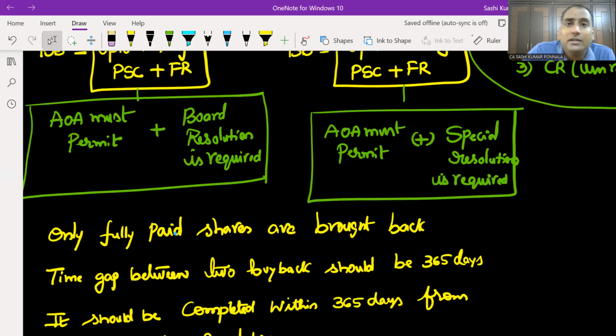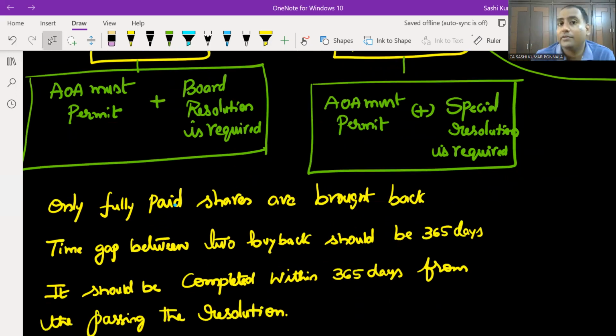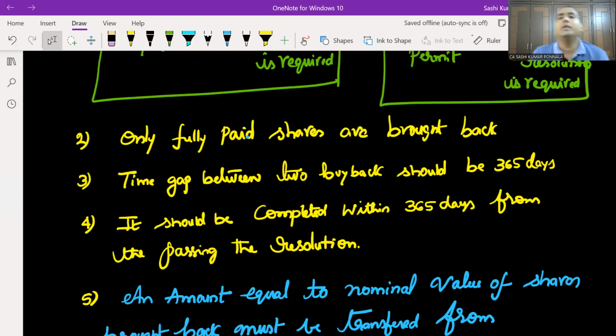No. I want to repurchase up to 25% of paid up capital and free reserves. Similarly, there must be a clause in the Articles of Association to undertake this buyback process. Plus, the company has to pass a special resolution in the general meeting. A special resolution requires 75% of the voting power. Apart from this, the company should also comply with the following procedures.